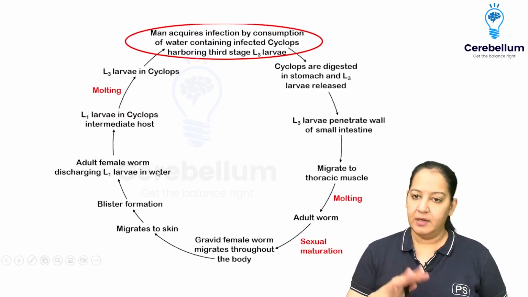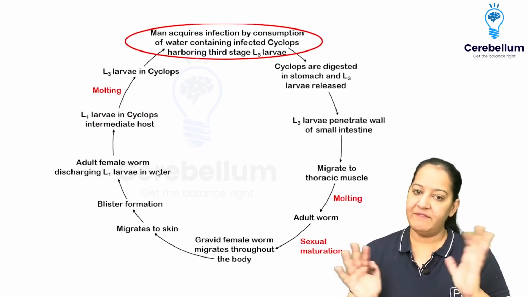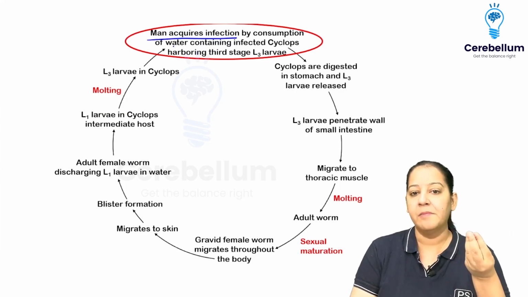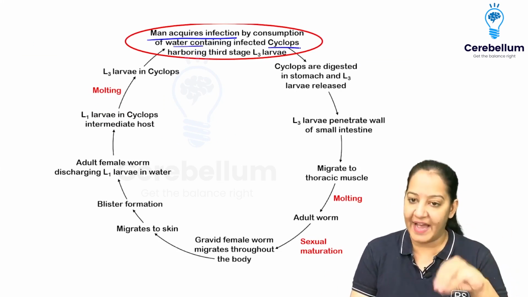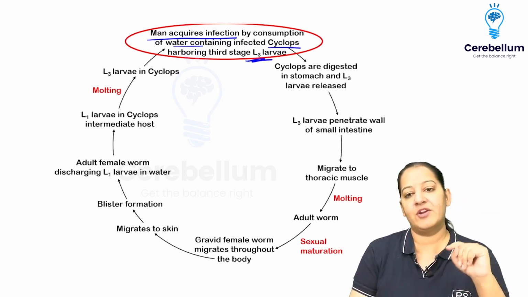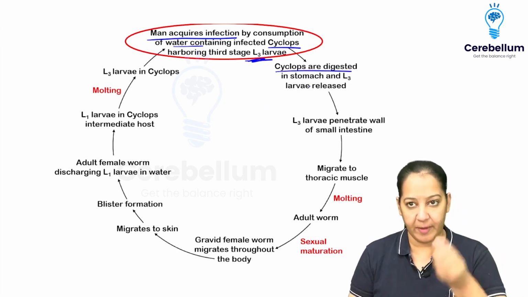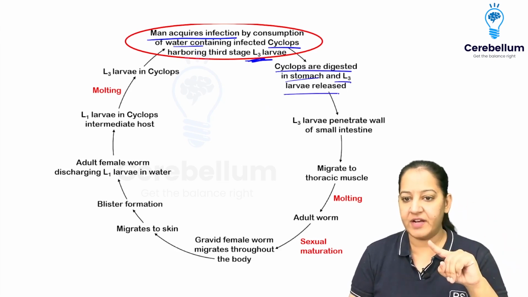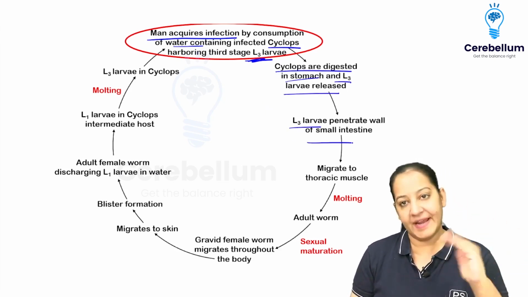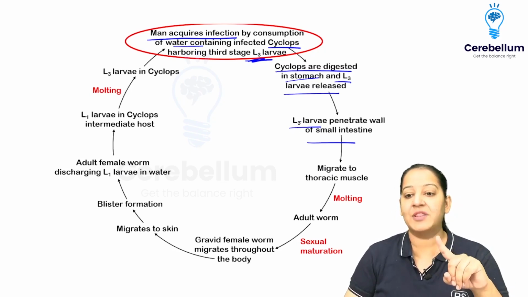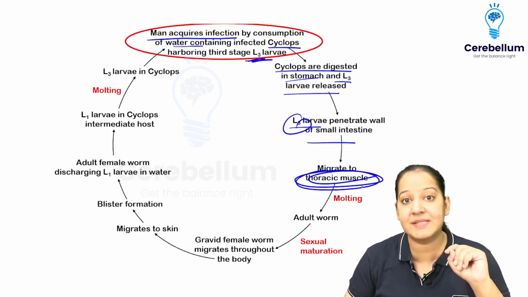Let me tell you the life cycle. Let me read it first, then I will draw it for you. So man acquires infection by drinking water which contains the cyclops, and inside the cyclops L3 larva is present. So cyclops will go inside the stomach. The cyclops will rupture in the stomach and L3 larva will come out. L3 larva will go to the intestine. From the intestine, it will penetrate and go into blood. Via blood, the L3 larva will go to thoracic muscle.